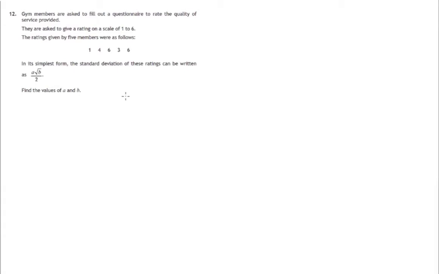Now you may panic and think, I've never been taught a formula like a root b over 2 when it comes to standard deviation. Let your panic subside and let's just find the standard deviation for this set of data, and we'll see if this a root b over 2 makes sense after we've done that. If you look at your formula sheet, there are 2 different formulae which will calculate the standard deviation for you. The first one we're going to have a look at, and then we'll do the second one and show both methods.